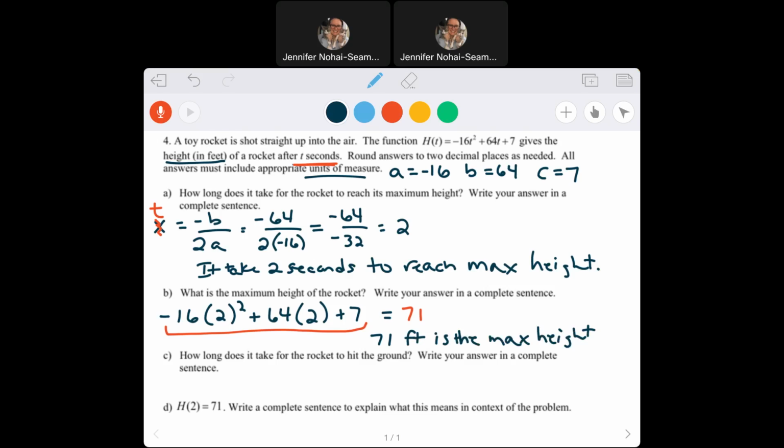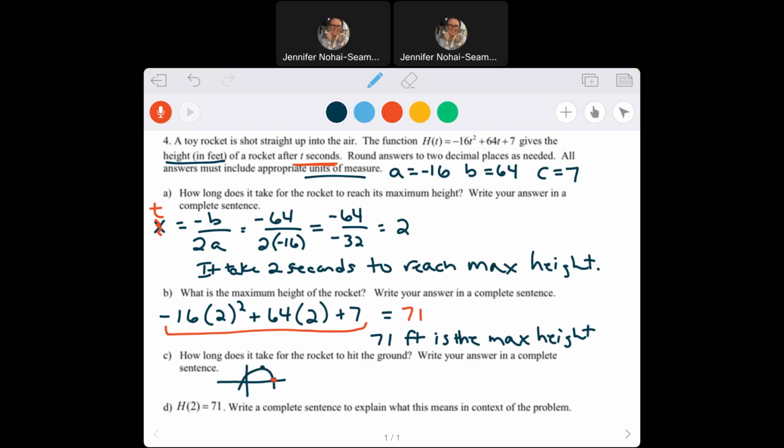Now, for part C, I'm going to pause my version of the video. It'll probably be seamless for you, and move over to sharing my screen of my calculator, because that is the best way to find how long does it take for the rocket to hit the ground. Because remember, we have our graph. It looks something like this. We just found the maximum height. We want to know now, when is this thing going to hit the ground? And the best way to honestly do that is to find that on our calculators.